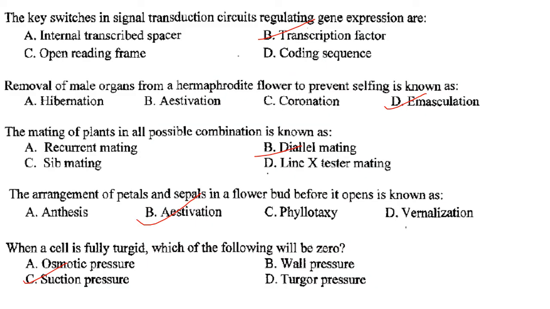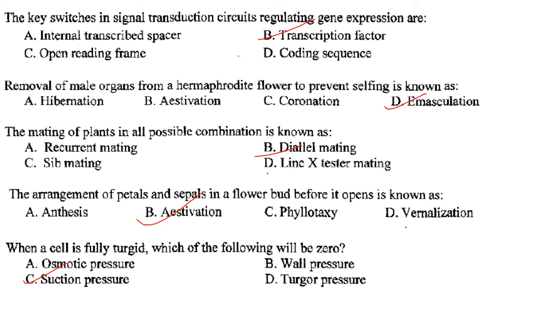Then the key switches in signal transduction circuits regulating gene expression are transcription factors. Answer is option B. Removal of male organ from a hermaphrodite flower to prevent selfing is known as emasculation. Answer is option D. The mating of plants in all possible combination is known as diallel mating. Answer is option B. Then arrangement of petals and sepals in a flower bud before it opens is known as estivation. Answer is option B.